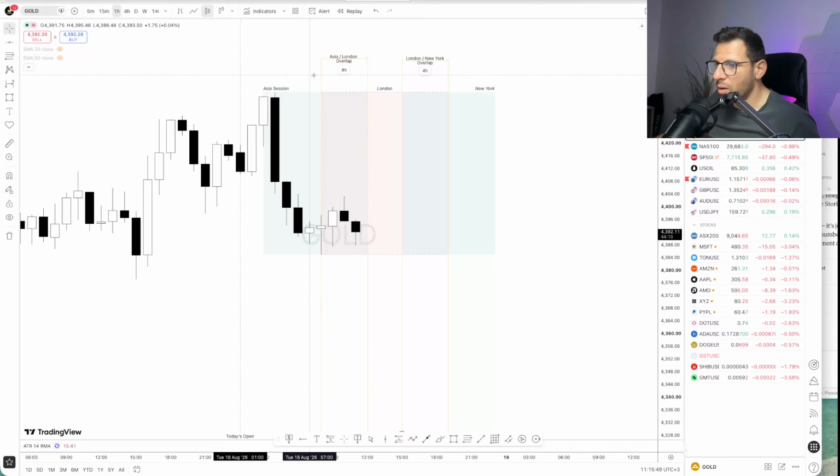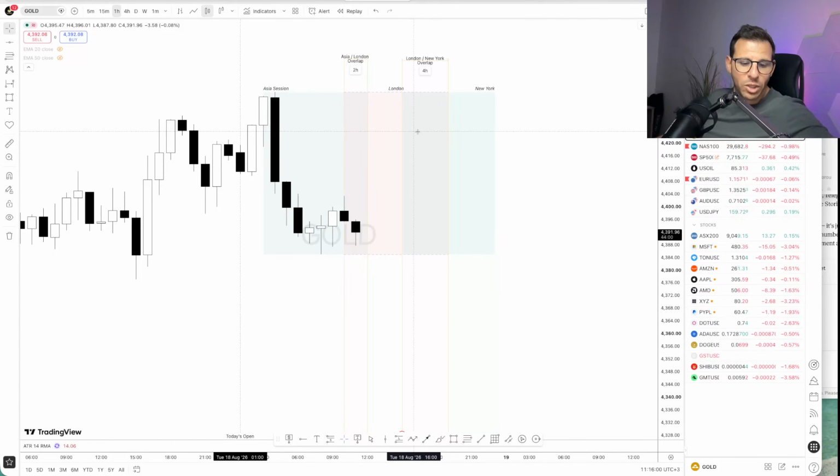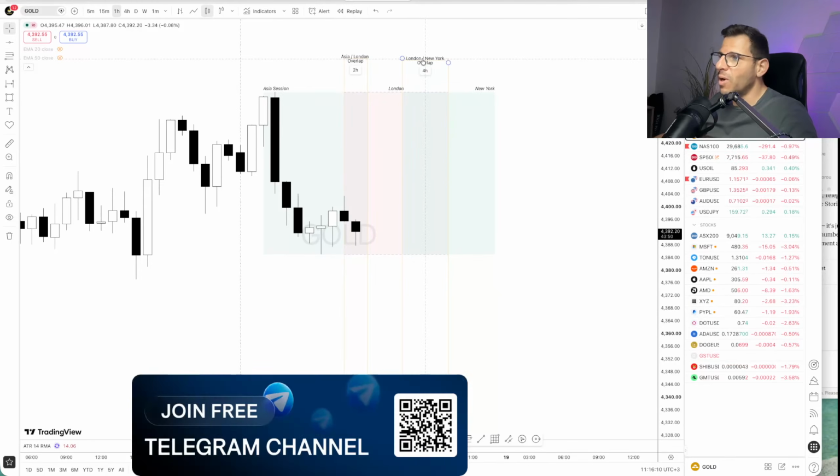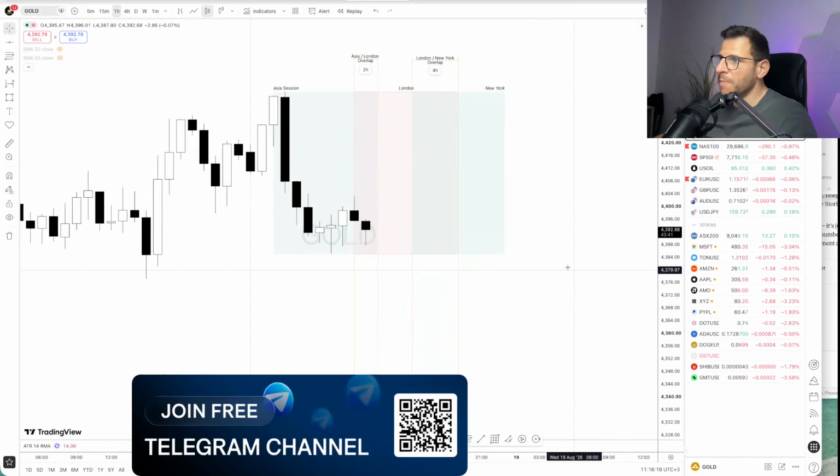It goes from 10 to 12. So it goes from here, and this one goes from there. So we have a 2-hour overlap, Asian and London, this one here, and then we have a 4-hour overlap, London and New York. If we can trade within the overlaps, we have increased volume there, of course.